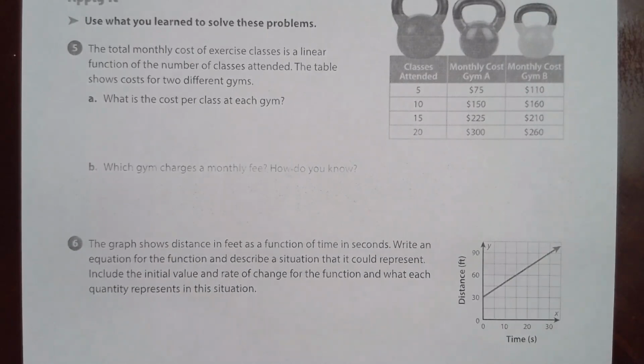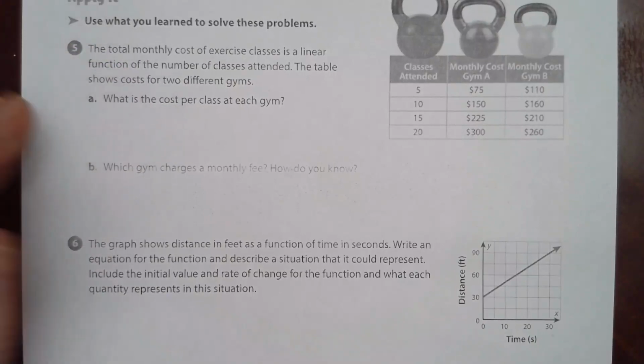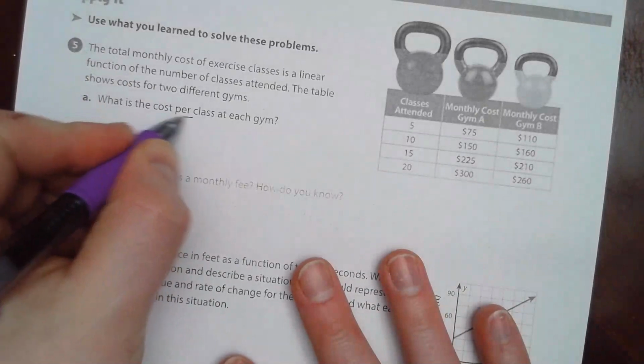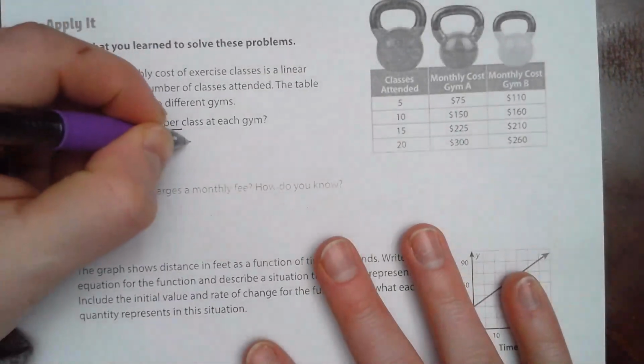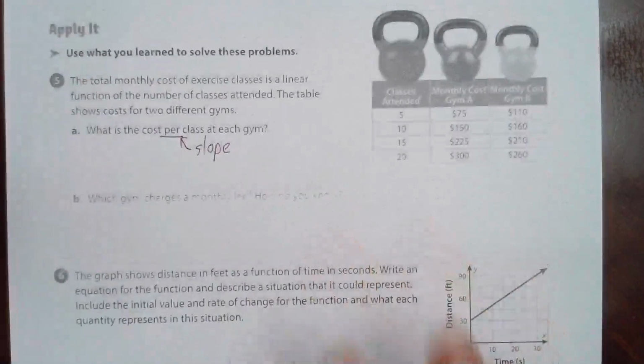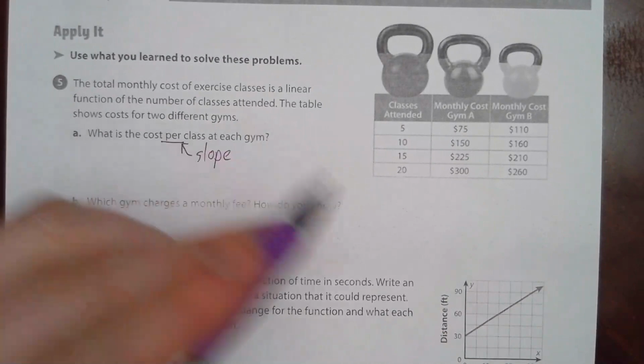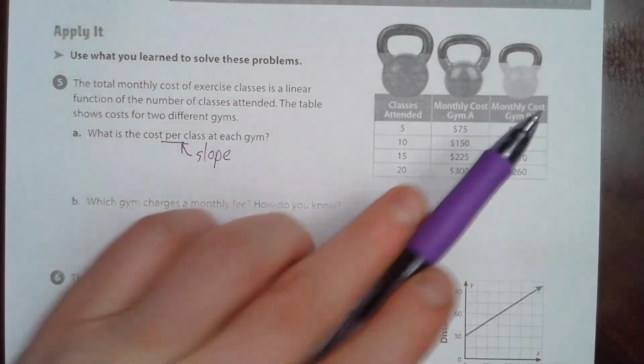Okay, well, let's answer this question first. What is the cost per class at the gym? Cost per class. Ooh, the word per, that is talking about slope, right? Or we could say rate of change. We're going to try to find the slope of gym A and gym B here.